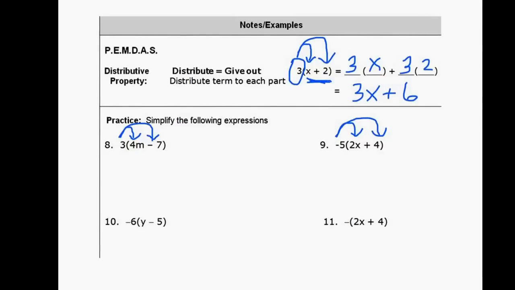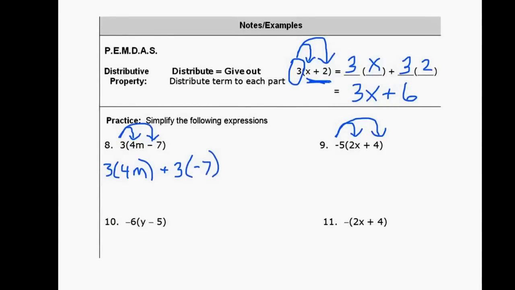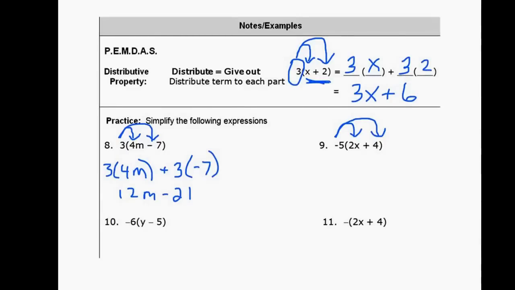Okay, so we're going to do number 8 together. So we've drawn our arrows. 3 times 4m plus 3 times negative 7. Notice I had to take the entire operation, the minus sign and the 7, and put them together. So we have 12m and plus 3 times negative 7 is minus 21. Okay, I'm going to have you do number 9 and number 10 on your own, and also number 11.